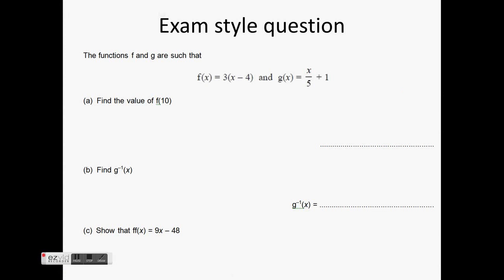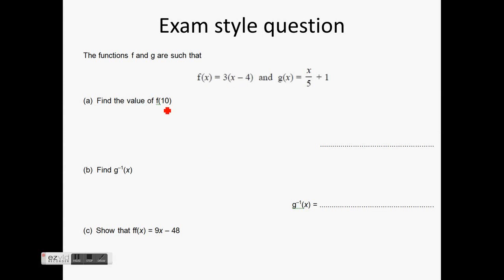The question is, the functions f and g are such that f of x equals 3 bracket x minus 4 and g of x equals x over 5 plus 1. First thing we have to do is work out the value of f of 10. So first one is nice and straightforward. All you have to do, wherever you see x, you put 10, you substitute and you work it out, see what you get. So let's try it.